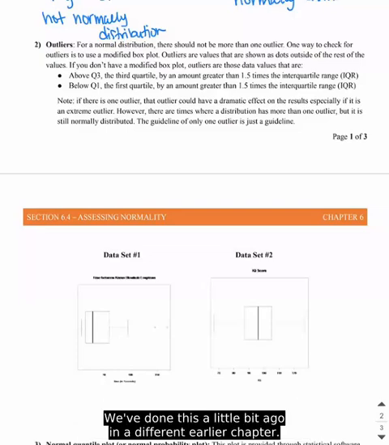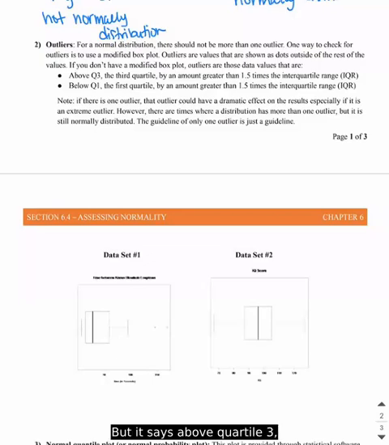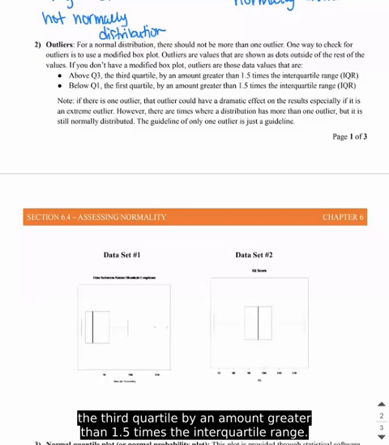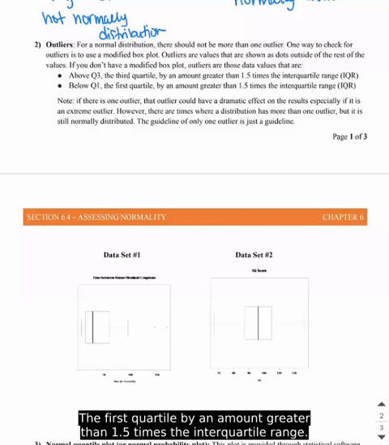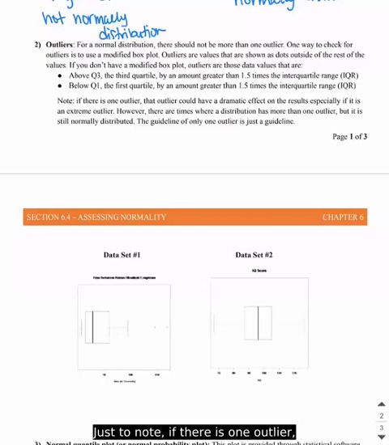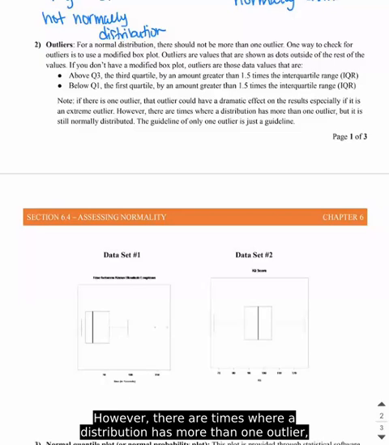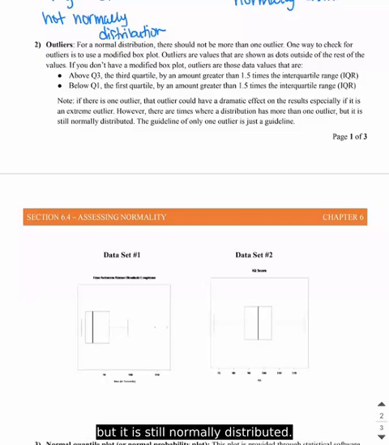above quartile 3, the third quartile, by an amount greater than 1.5 times the interquartile range, or below quartile 1, the first quartile, by an amount greater than 1.5 times the interquartile range. Just to note, if there is one outlier, that outlier could have a dramatic effect on the results, especially if it is an extreme outlier. However, there are times where a distribution has more than one outlier but is still normally distributed. So the guideline of only one outlier is just a guideline.